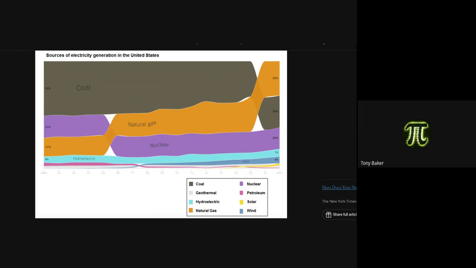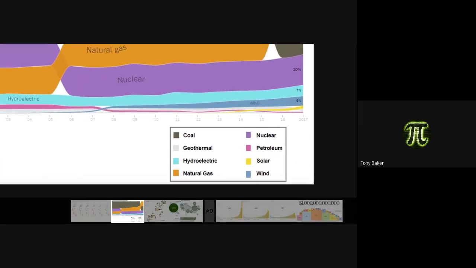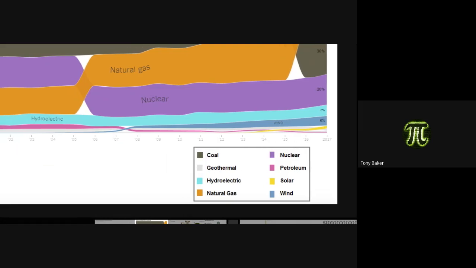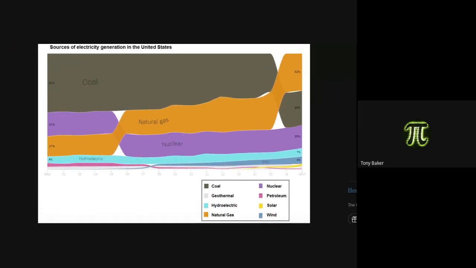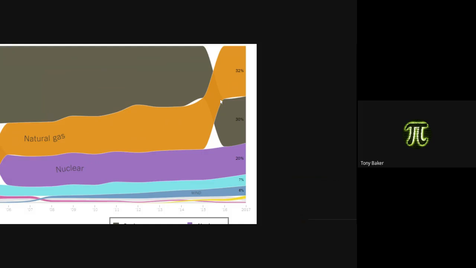Where are the small ones on the bottom? I can't see. Hydroelectric, wind, solar, and petroleum or oil. So we don't typically use a lot of oil for energy production. Most of it comes actually from natural gas and coal.